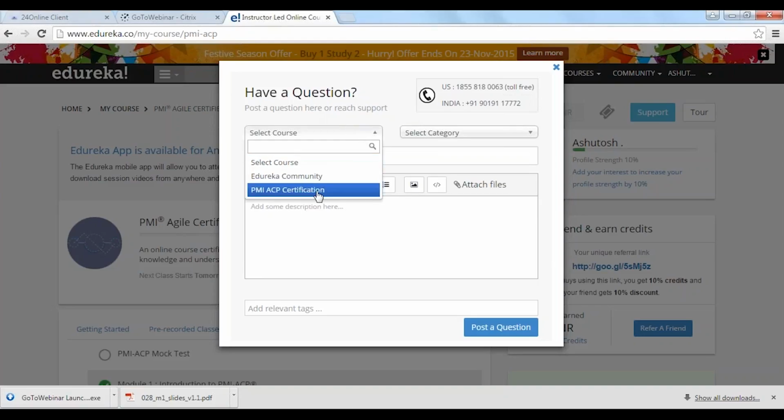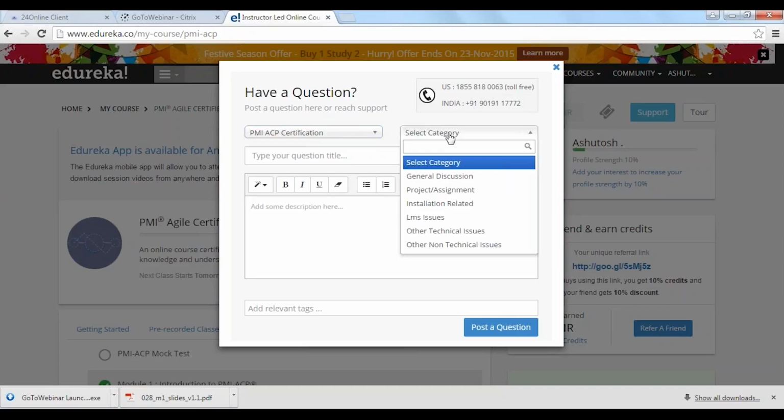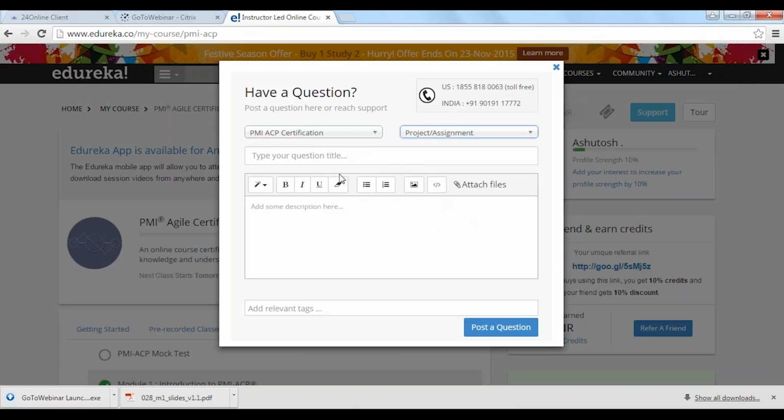And in this, you have to select the course name, which is PMI-ACP certification. You need to select the relevant category. So let me explain what these categories are. If you have any query about any topic covered in the training, please select project or assignment, and you can type in a question related to that.